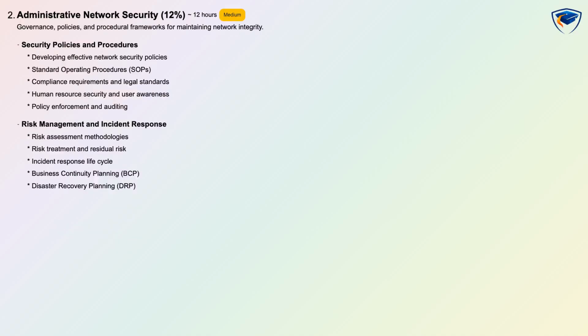Administrative network security is 12% and emphasizes governance, policies, and procedural frameworks for maintaining network integrity. Study how to develop effective security policies and SOPs, manage compliance and user awareness, and perform risk assessments plus incident response and business continuity planning. This medium difficulty domain recommends about 12 hours of study and includes conceptual and scenario-based assessment items.